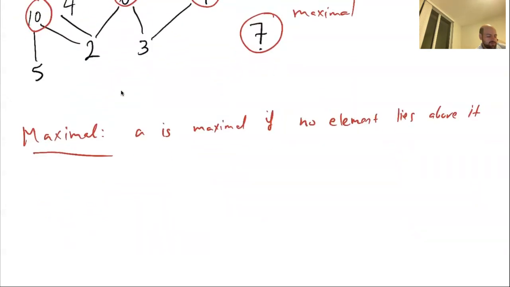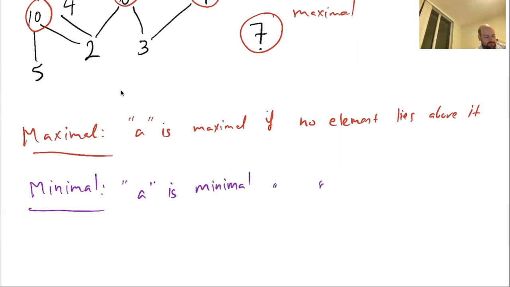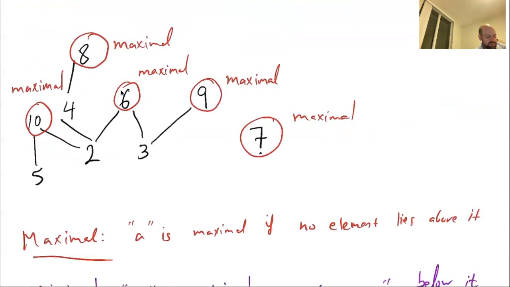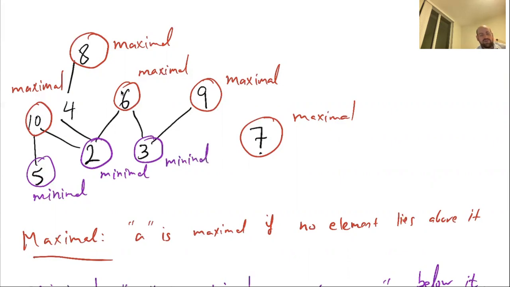Now for minimal. You can say A is minimal if no element lies below it. So no element lies below 5, for example. Below 10, we have 5, so 10 is not minimal. Below 8, we have 4, not minimal. Below 4, we have 2, not minimal. But we have nothing below 2, so this is also minimal. We also have nothing below 3, so this is also minimal. But below 9, we have 3, so that's not minimal.